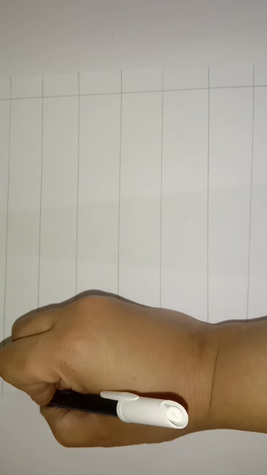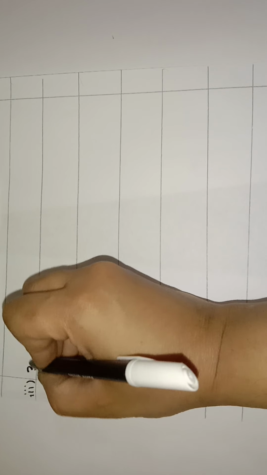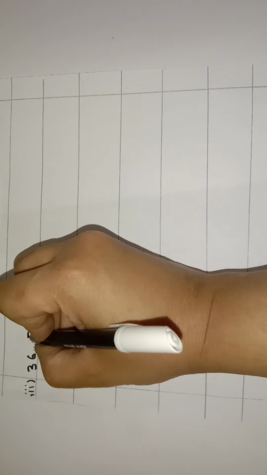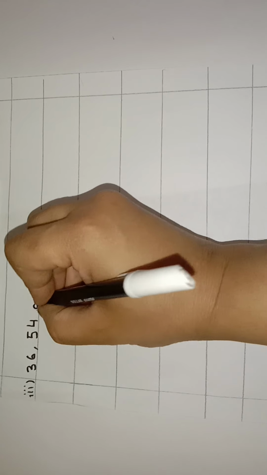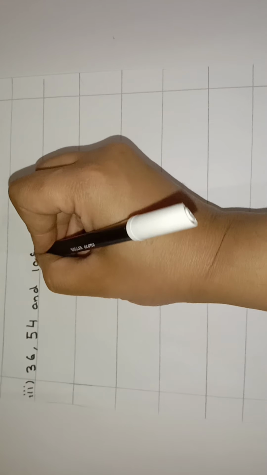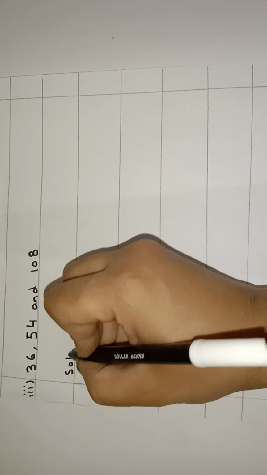Let's see another part. Only parts 1 to 5 of question number 4 are included. So we will do parts 1, 3 and 5. You will try to do parts 2 and 4. So I am doing the third part. In the third part you have to find the HCF of 36, 54 and 108. Now we will start our solution.